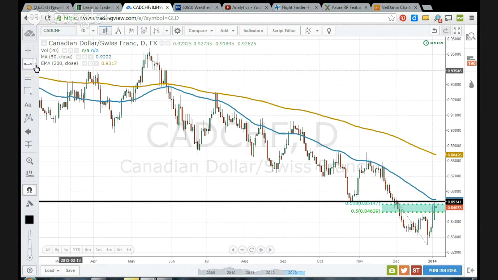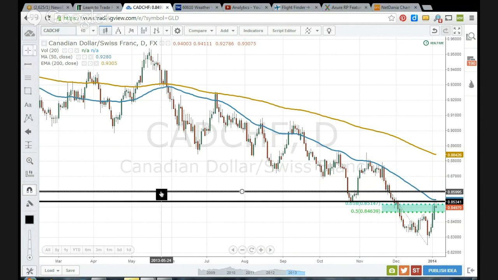And let's see. Yeah, the stop will go probably right around here. Okay, so that's about 86. So we're risking about 65 pips, and we'll target here.